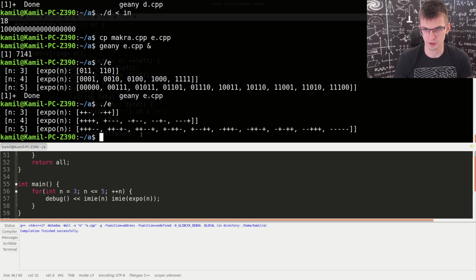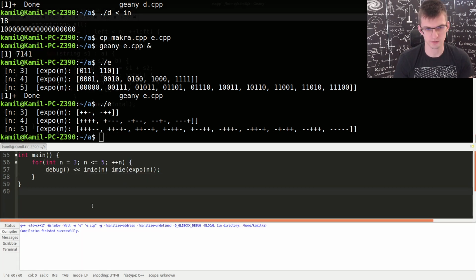It would need to be symmetrical. Second and fourth. Yeah, apparently I cannot get plus minus plus minus plus.